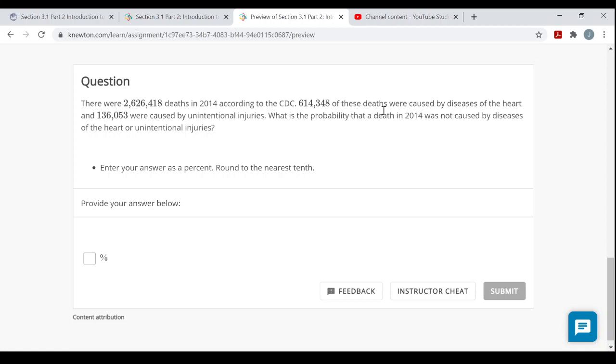614,348 of these deaths were caused by diseases of the heart, and 136,053 were caused by unintentional injuries. All right, what is the probability that a death in 2014 was not caused by diseases of the heart or unintentional injuries? All right, so again, I'll pull up some paper here.